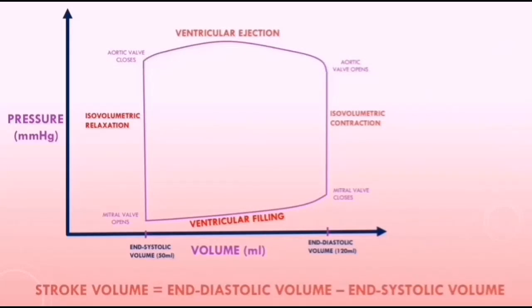The stroke volume is the difference between the end-diastolic volume and the end-systolic volume, and that is represented by this arrow here. And that is the pressure volume loop.